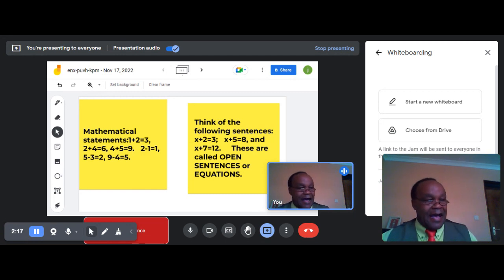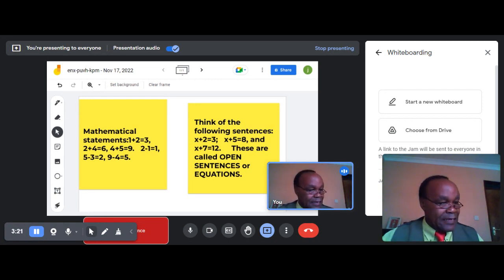These statements are examples of true sentences. This is because the numerals on both sides of the equation sign represent the same number. If you think of the statement 1 plus 2 is equal to 3, by the simple addition rule, the left-hand side will simplify to 3, which actually is what we have on the right-hand side. If we think of the statement 9 minus 4 is equal to 5, the left-hand side would simplify to 5, which is what we have on the right-hand side.